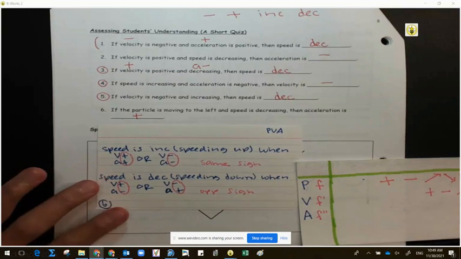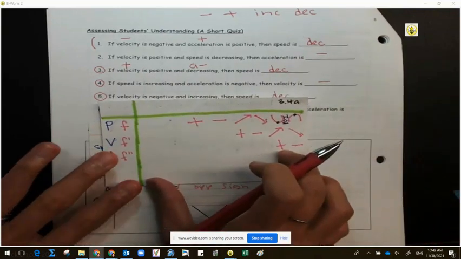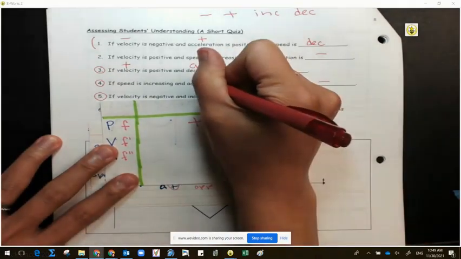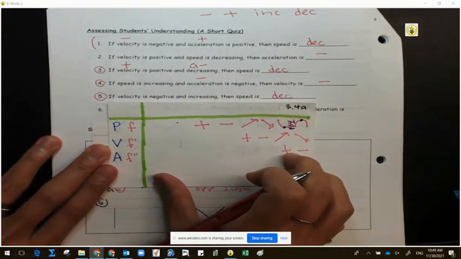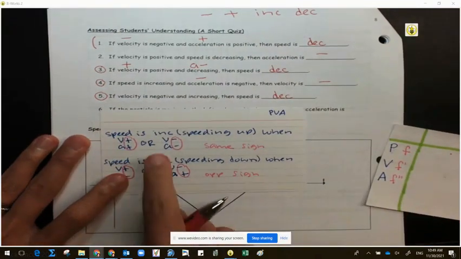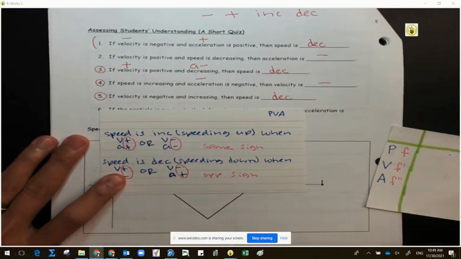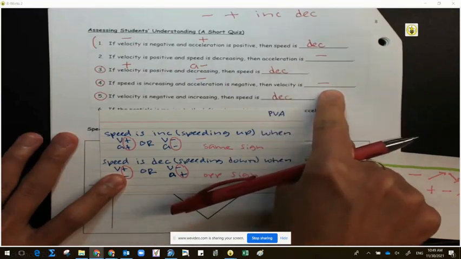Okay, on number 4, the speed is increasing and the acceleration is negative. So I'm going to focus on that one. The acceleration is negative, and it says our speed is increasing. We know our speed is increasing when the velocity and the acceleration have what? Same sign. So velocity has to have another negative as well.